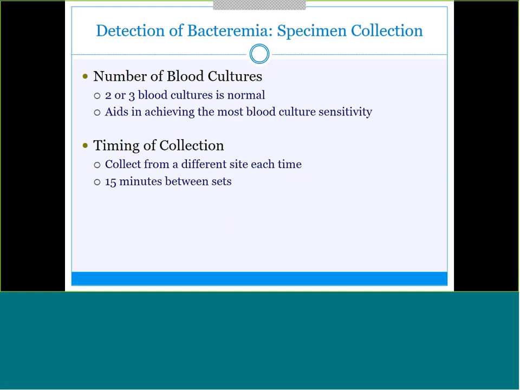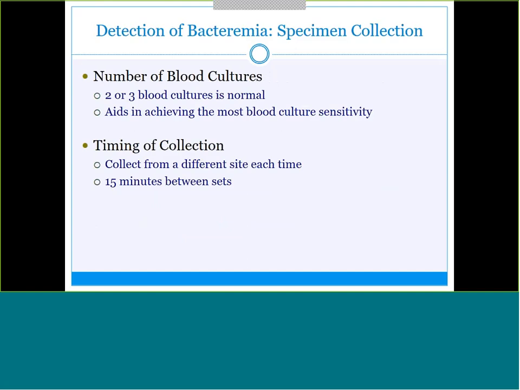All right, so the number of sets. Doctors will tell you how many sets they want ordered. So you might get an order of blood cultures times 2. What that means is they want 2 sets of blood cultures drawn. Or they may say just blood cultures times 1 or blood cultures times 3. They can order up to typically 3 sets.